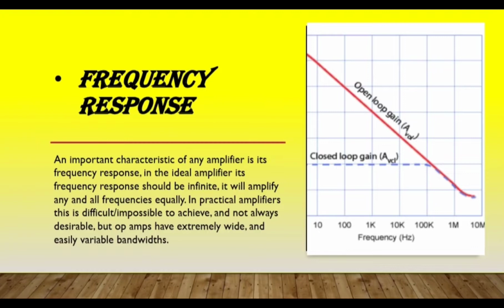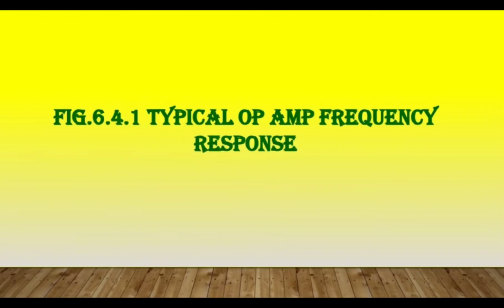Frequency response of the operational amplifier: in open loop configuration, the gain of the operational amplifier is not constant and varies with the frequency, and the product of gain and frequency remains constant until the unity gain frequency for the operational amplifier, which is known as the gain bandwidth product. Figure 6.41: Typical operational amplifier frequency response.